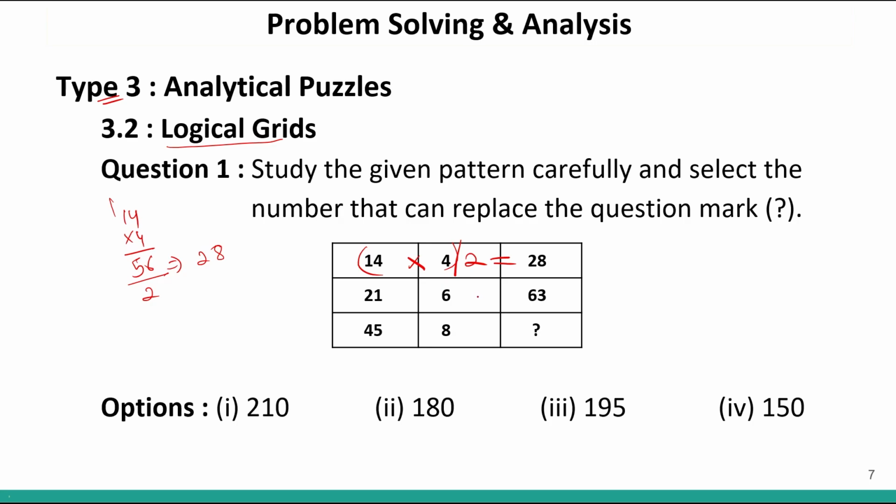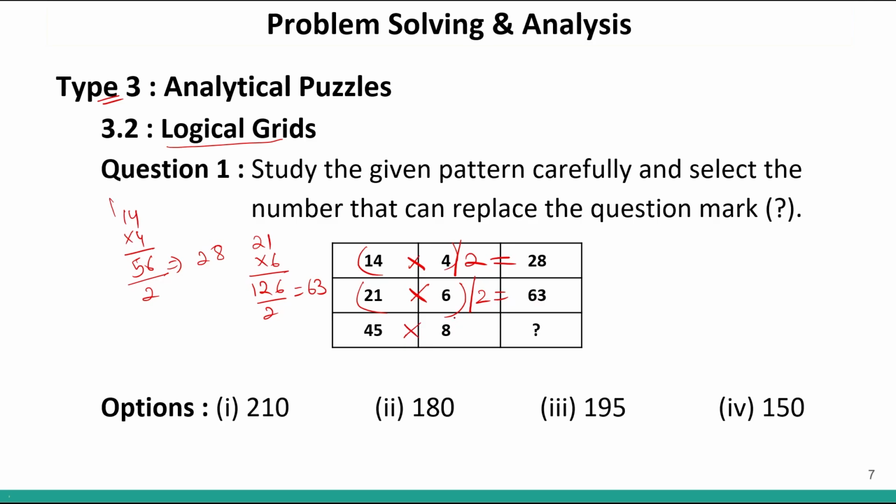So, in row 2, if I multiply 21 by 6, I'll get 126. And if I divide 126 by 2, I'll get 63. So 21 into 6 divided by 2 will give me 63. So now we have found a logic in row 1 and we confirmed the logic in row 2. So now we'll use the same logic in row 3 as well.